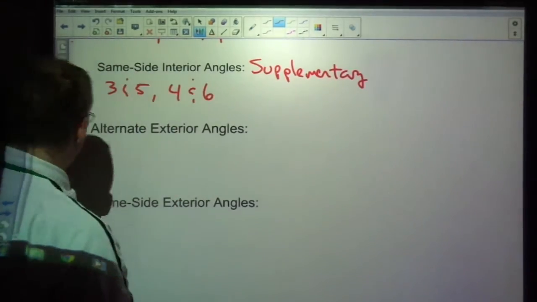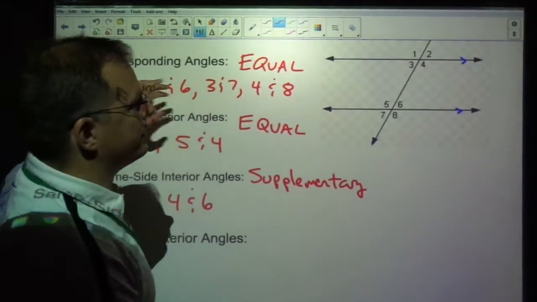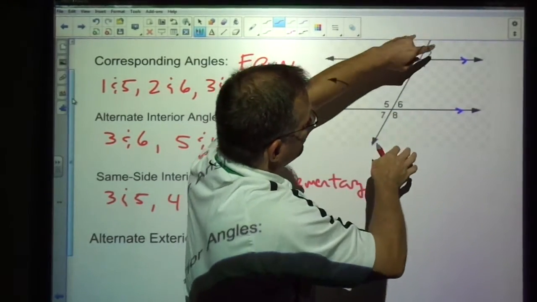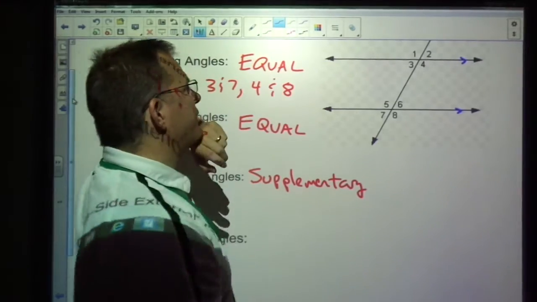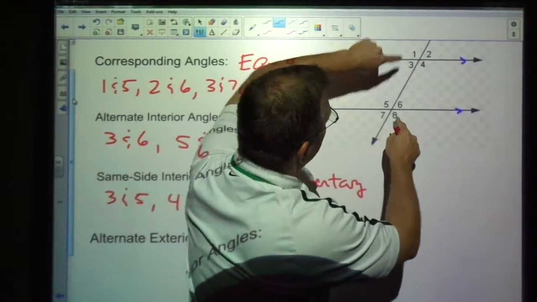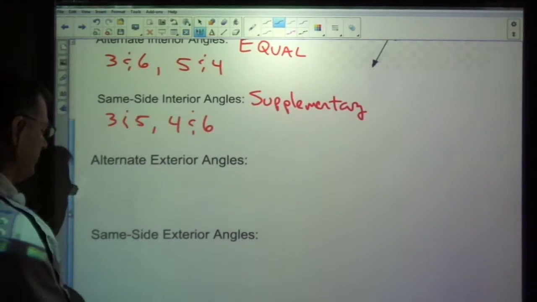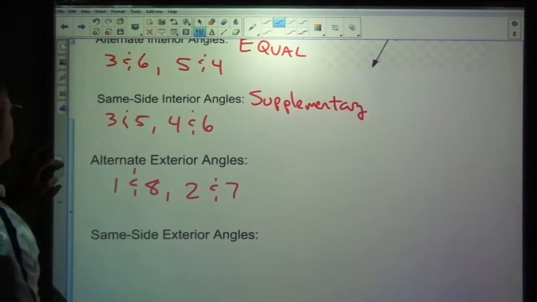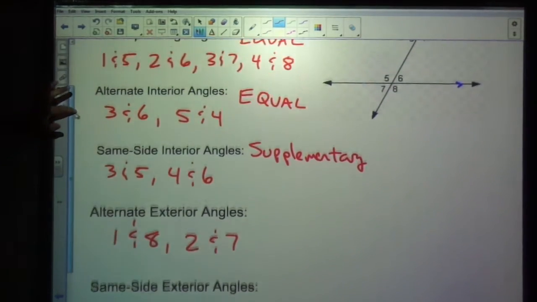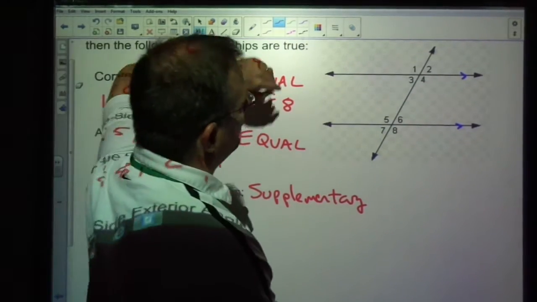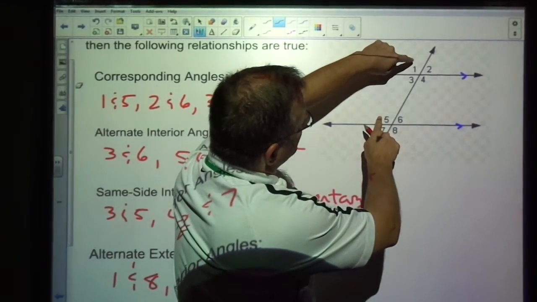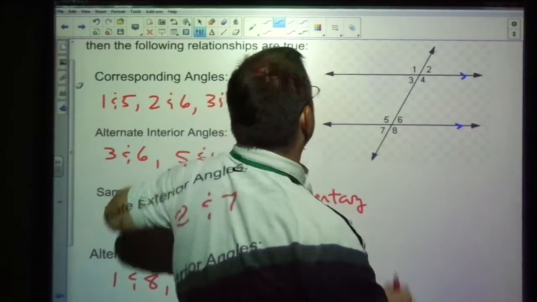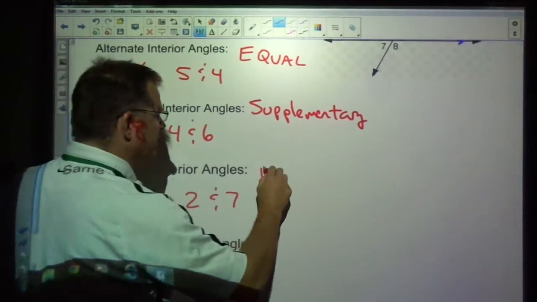Alternate exteriors. Now we're talking about opposite sides of the transversal, one over here, but on the exterior of the parallel lines. So we're talking about 1, 2, 7, 8. The opposite exteriors would be 1 and 8 or 2 and 7. These alternate exterior angles are equal, and let's think why: we know 1 and 5 are corresponding, so they're equal to each other, and 5 and 8 are vertical, then 1 and 8 must also be equal. So these must be equal.